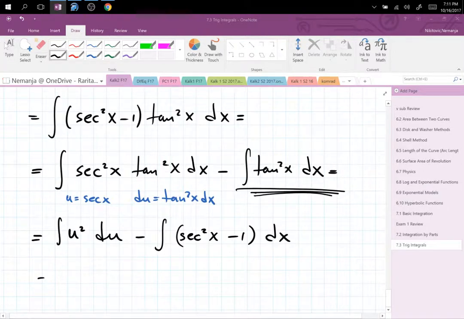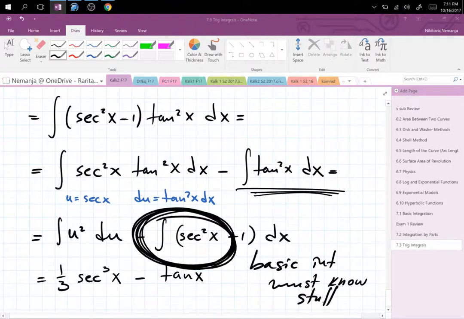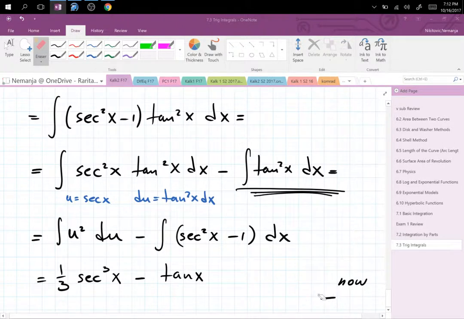Nice. So the first integral is 1/3 secant cubed x minus, what's the integral of secant squared? Very good. It's a basic integral. Circle this with whatever you have and say basic integral, must know stuff. All right. And then what's the integral of minus 1? It's minus x, and the minus in front. And then plus c.